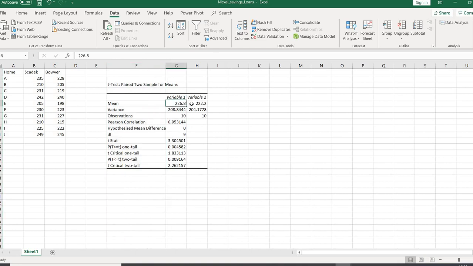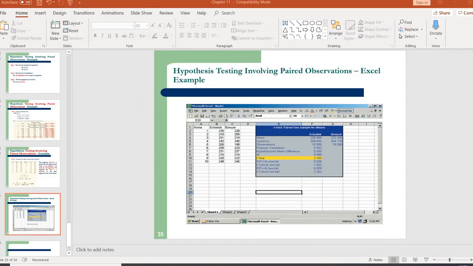here they are giving you the mean for each sample first, and their variances, and the number of observations. So you have 10 observations in each sample and you can see them. Now you have the Pearson correlation. This is not interesting at this level. So this is the hypothesized mean. We are saying the mean difference, mu d, is equal to 0. Degrees of freedom is n minus 1. We will have 9.